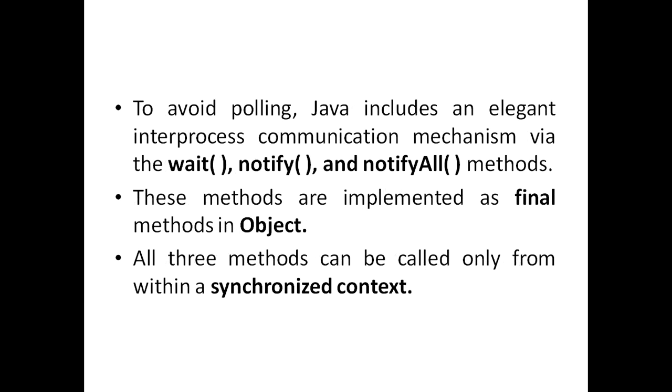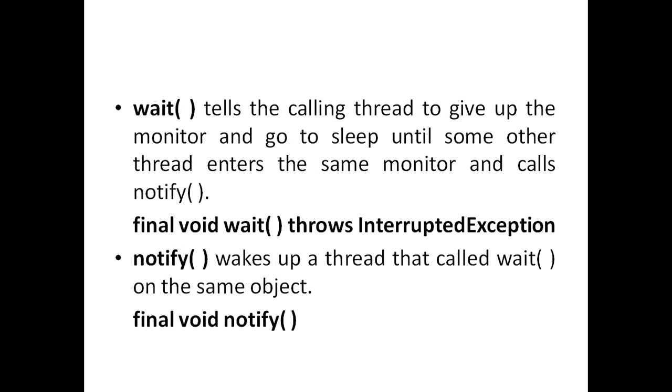So to avoid polling, Java includes an elegant inter-process communication mechanism via the three methods: wait, notify, and notifyAll. These methods are implemented as final methods in Object. All three methods can be called only from within a synchronized context. Wait is a method which tells the calling thread to give up the monitor and go to sleep until some other thread enters the same monitor and calls notify.